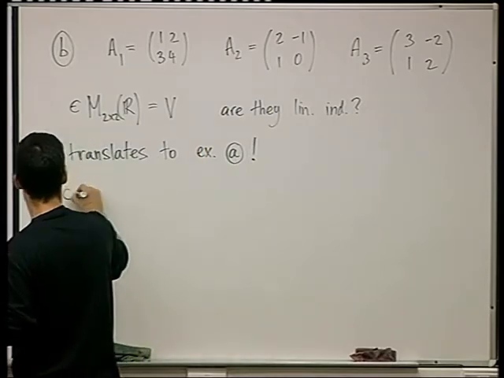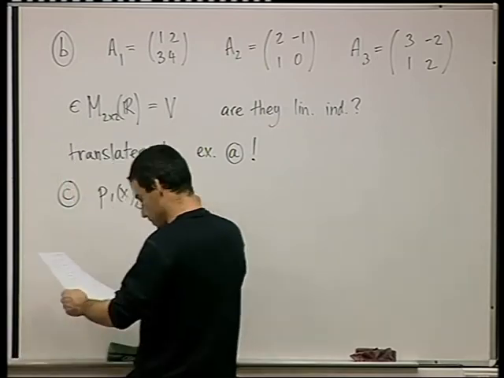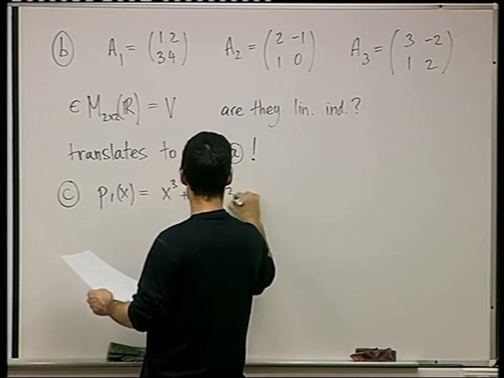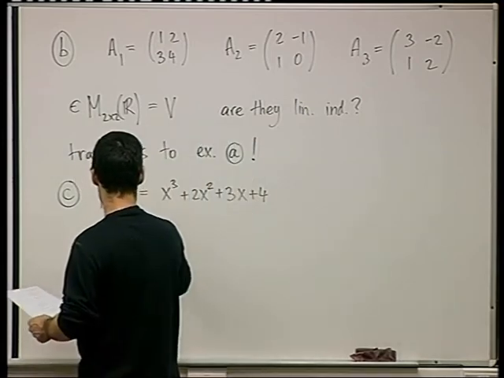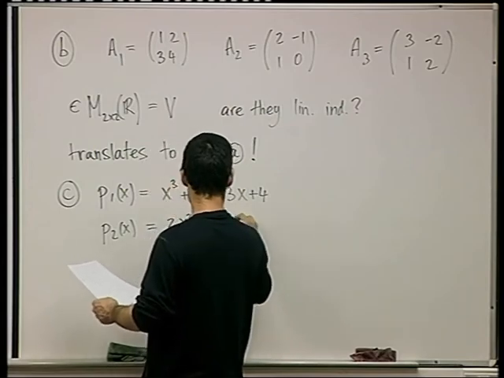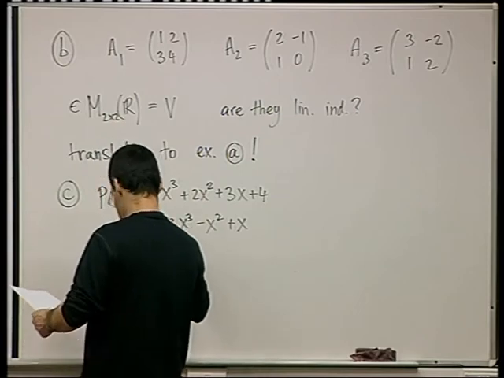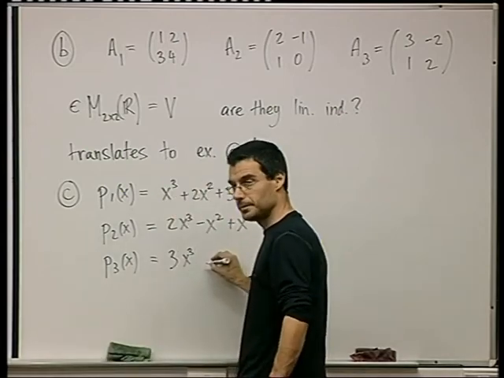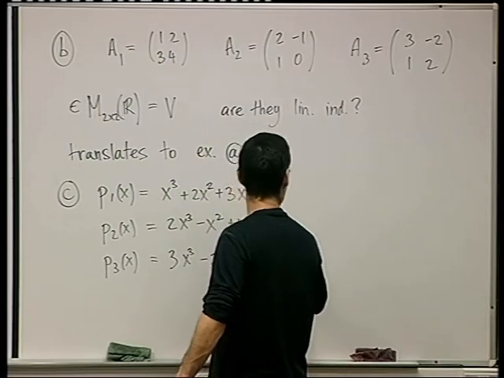Let's take, so this is example C. Let's take 3 polynomials. P1 of x is going to be x cubed plus 2x squared plus 3x plus 4. P2 of x is going to be 2x cubed minus x squared plus x. And P3 of x is going to be 3x cubed. Can you tell me what to write? Minus 2x squared. Right. Plus x plus 2. Good.